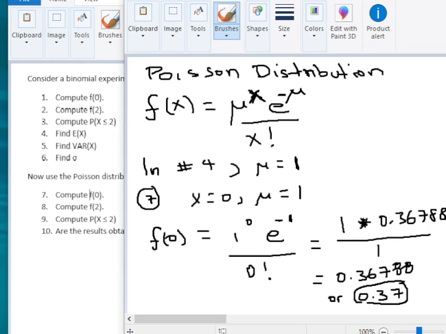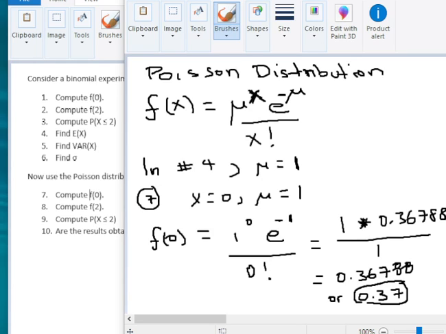Just like the binomial case, we have a function for the Poisson distribution as well, and that one is given by this expression. This mu is the mean. The mean is always going to be given in these problems. Mu raised to the power of x, times e, which is the exponential constant, which is on your calculator, raised to the power of the minus mean, divided by x factorial. And again, factorial is also on your calculator.